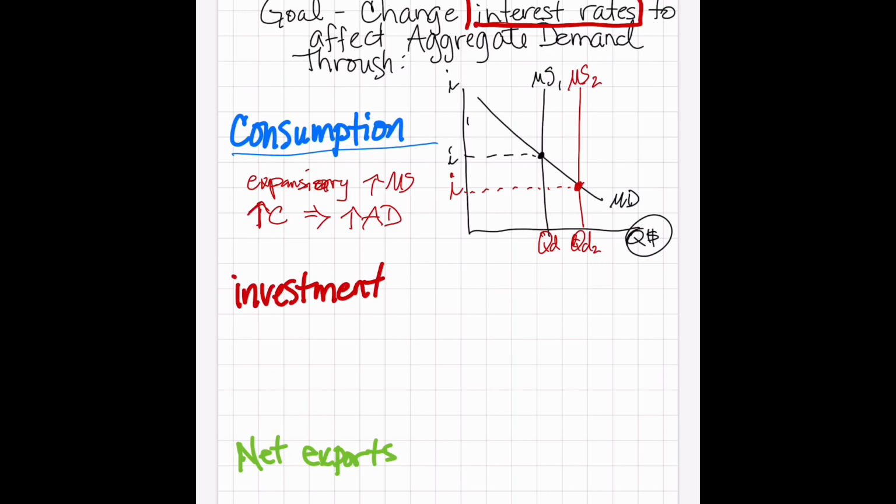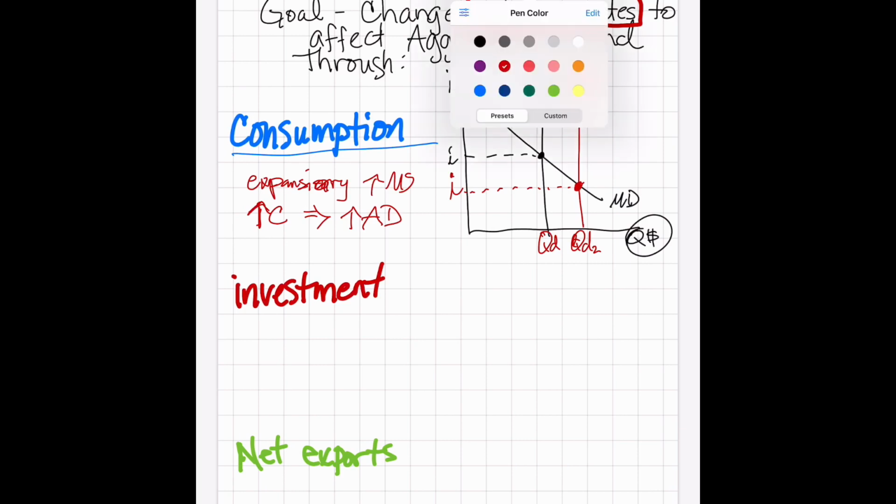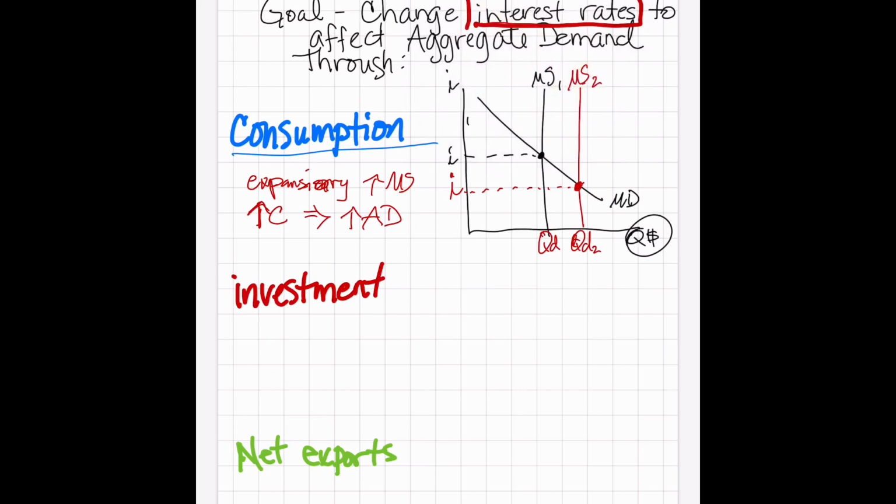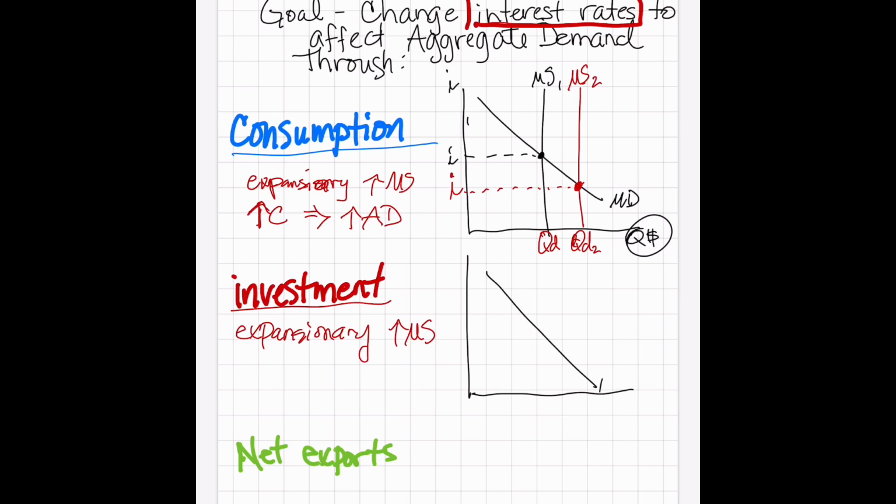The second effort that they make is to change interest rates with respect to investment. And so let's go with this. And investment, let's again talk about expansionary money supply policy. So expansionary policy, again, the goal here is to increase the money supply in order to decrease that interest rate. So we're going to see the same thing here. We're going to have an increase in, here's demand, here's the money supply, here's the price of money effectively, and here's the quantity.